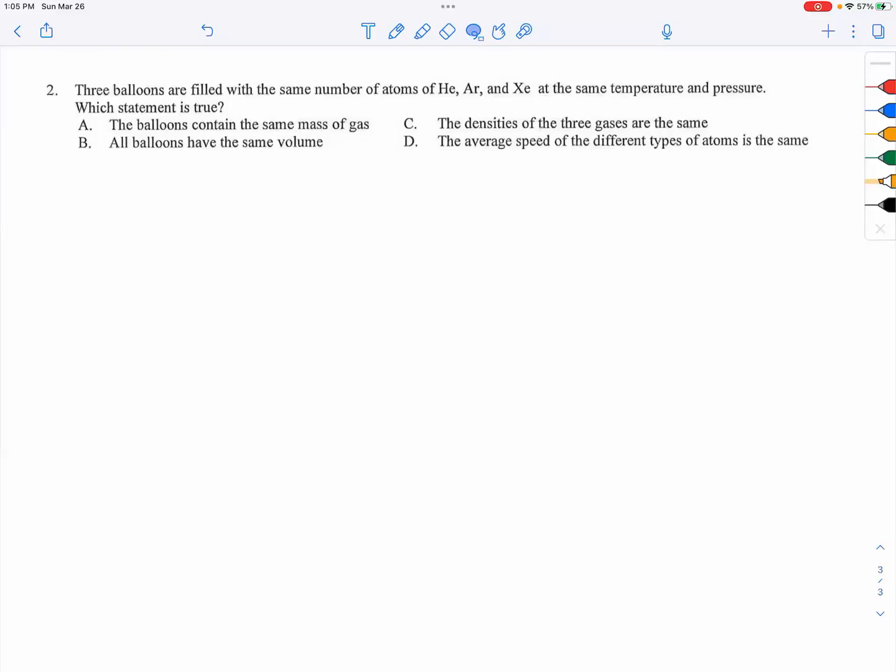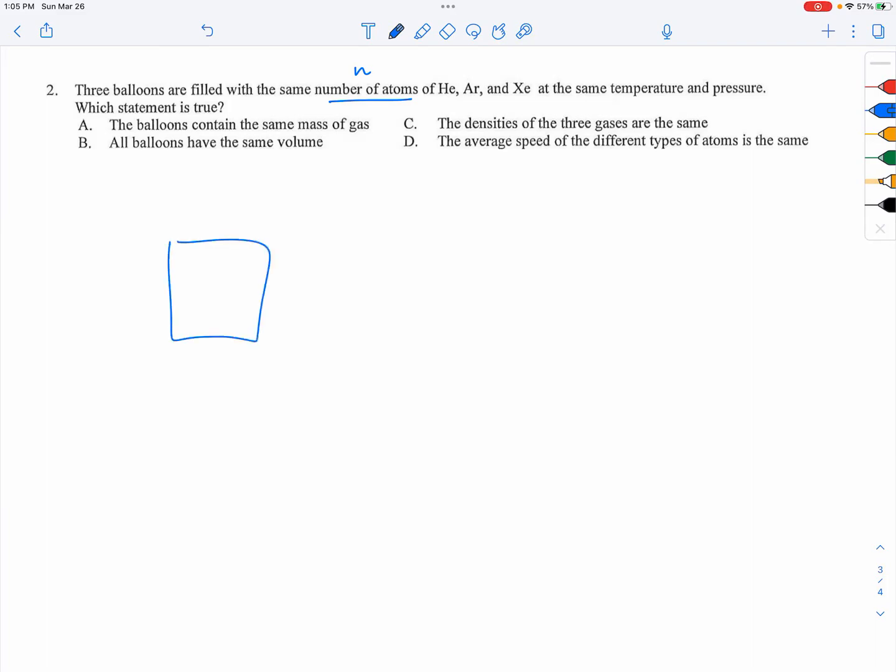All right, for number 2. 3 balloons are filled with the same number of atoms. Okay, now, so that means we have the same number of moles. Okay, same number of atoms. Now, at this point, what I would start off thinking is this.